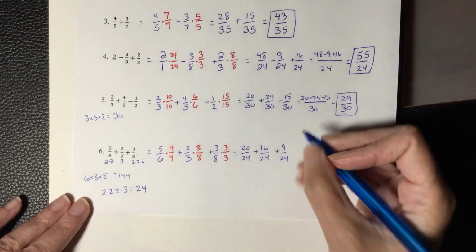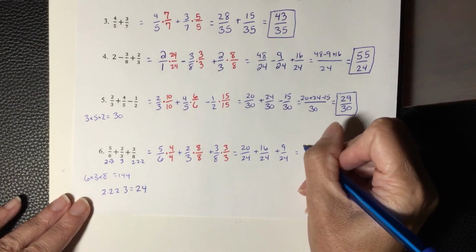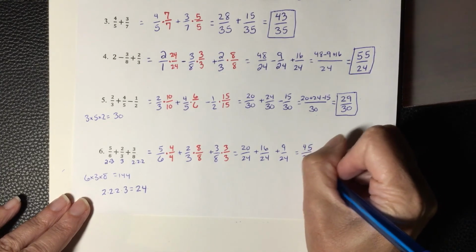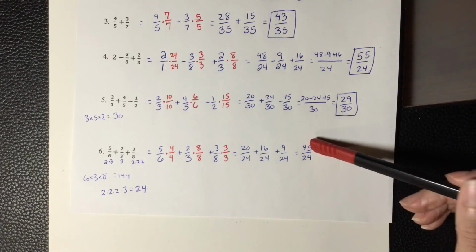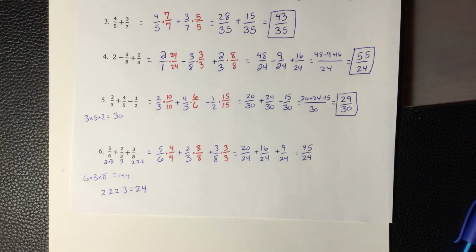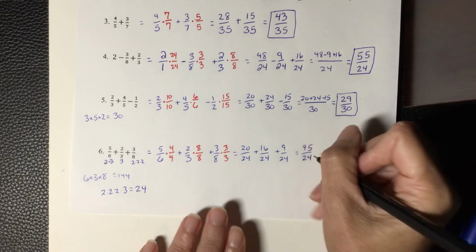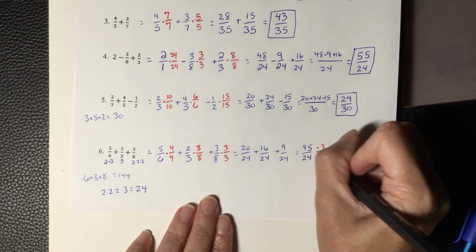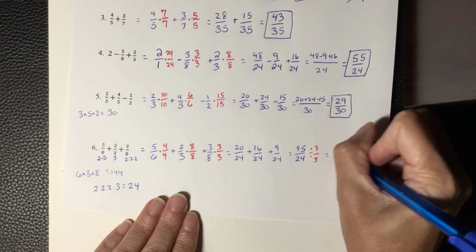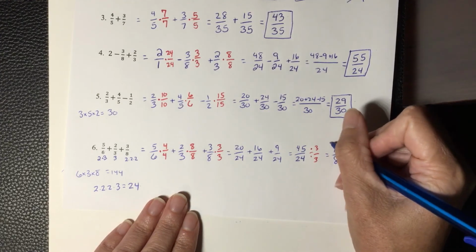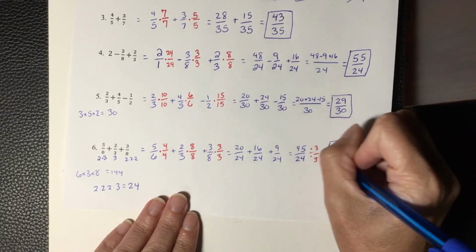Okay, those are all positive. We add them all together. We get 45 over 24. Now our very first example reduced, and then we had a whole bunch that didn't. But if I look at 45 and 24, it looks like they're both divisible by 3. So I'm going to divide by 3 on the top and 3 on the bottom. That's going to give me 15 over 8, and that would be a reduced or simplified answer.